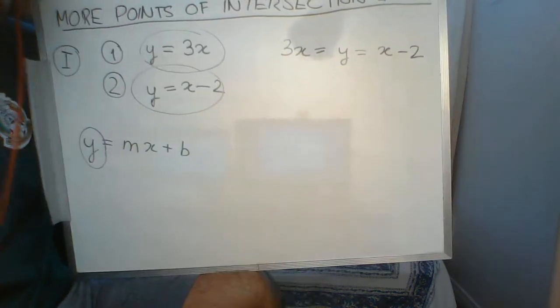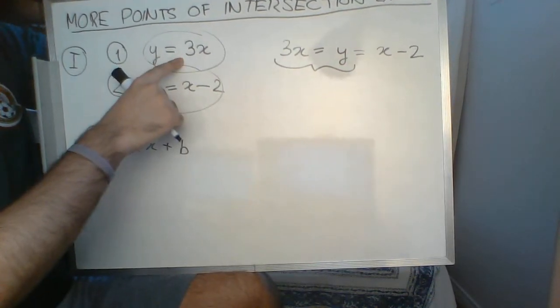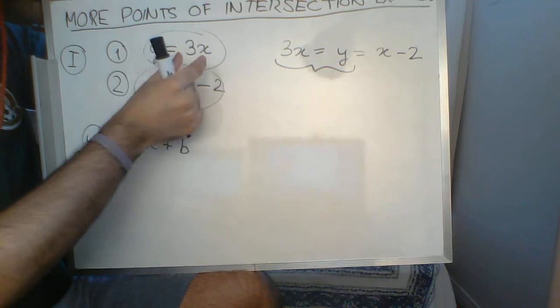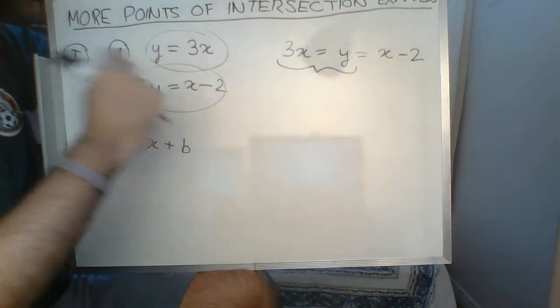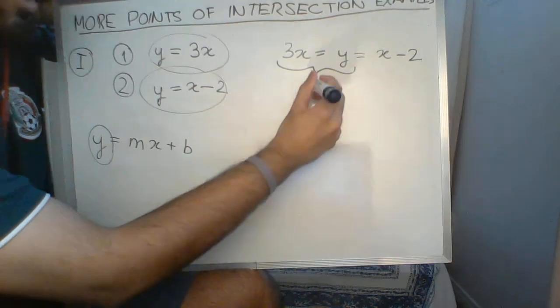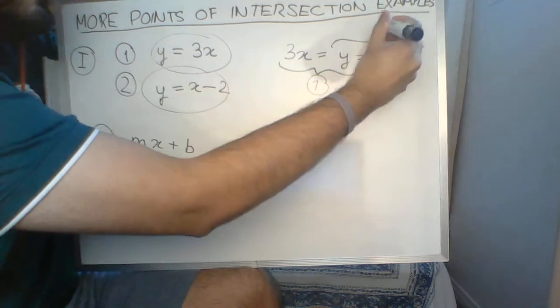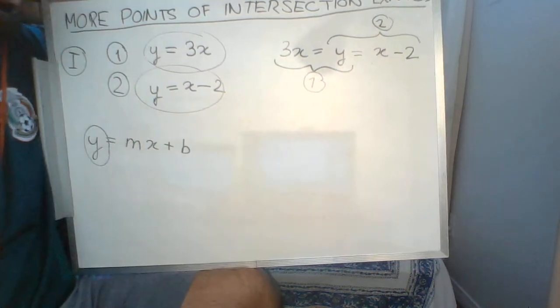Right? That's basically what I'm saying. I'm taking this bit from the first equation. I'm allowed to take the right-hand side and put it on the left, and take the left-hand side and put it on the right. So this right here is all from the first equation, and this right here is from the second equation, right?